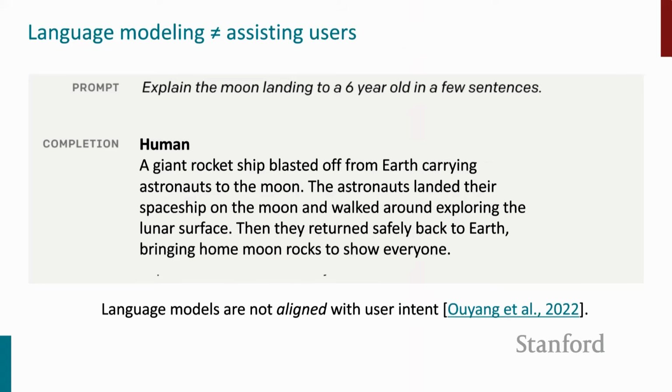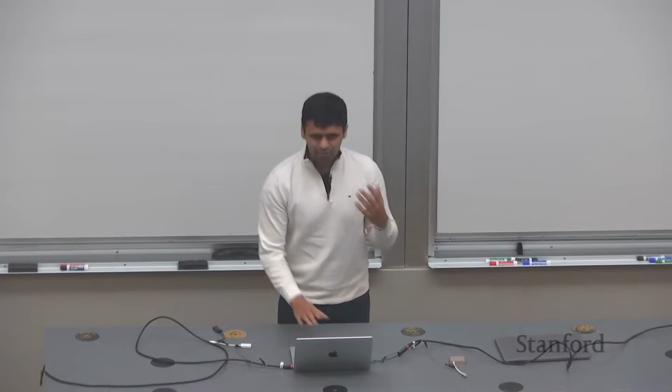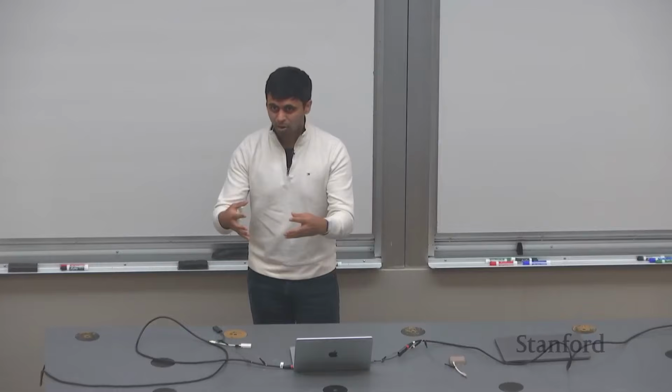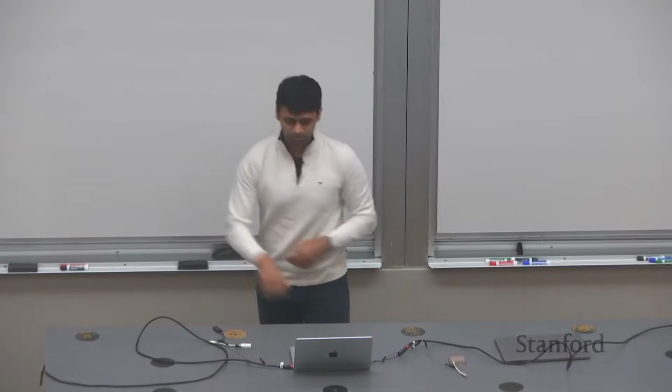What we do want it to do is actually give an explanation or a story, like a giant rocket ship blasted off the Earth carrying astronauts to the moon. So some kind of an explanation, which was the original intent of the question, and not just the text it has seen on the internet. And that's where the discrepancy arises between language modeling and assisting users.